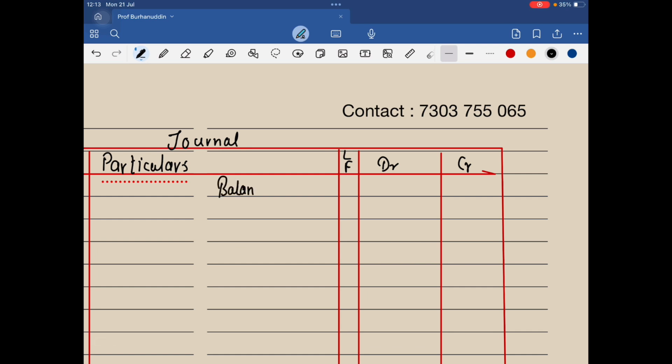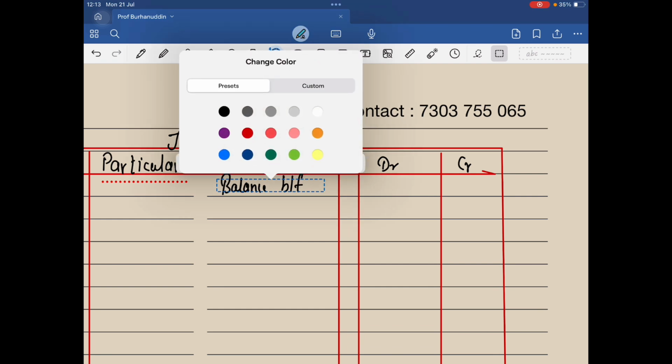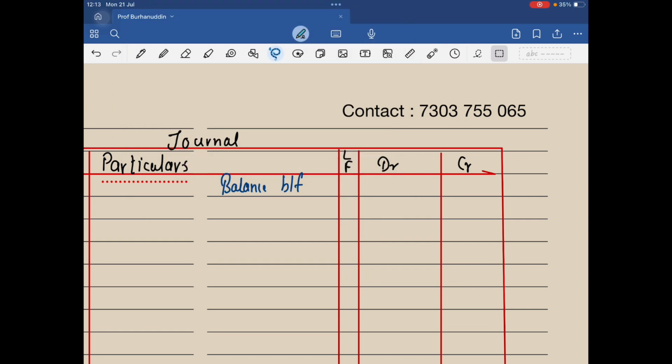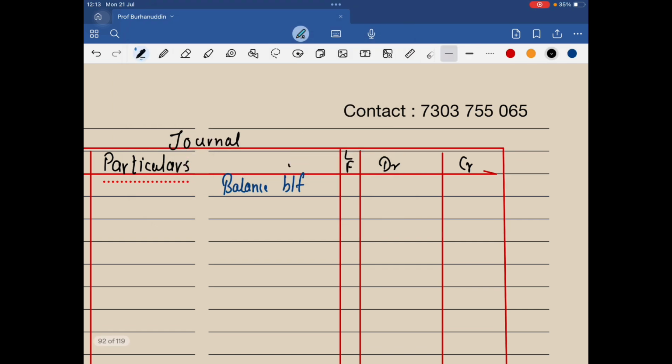It is called as balance BF. That is called as balance brought forward, beta. Do you understand this? It's just the English language one. There's nothing for you to understand. So that is balance carried forward. This is balance brought forward. Okay. So you can write CF and BF in the examination. There is no problem.